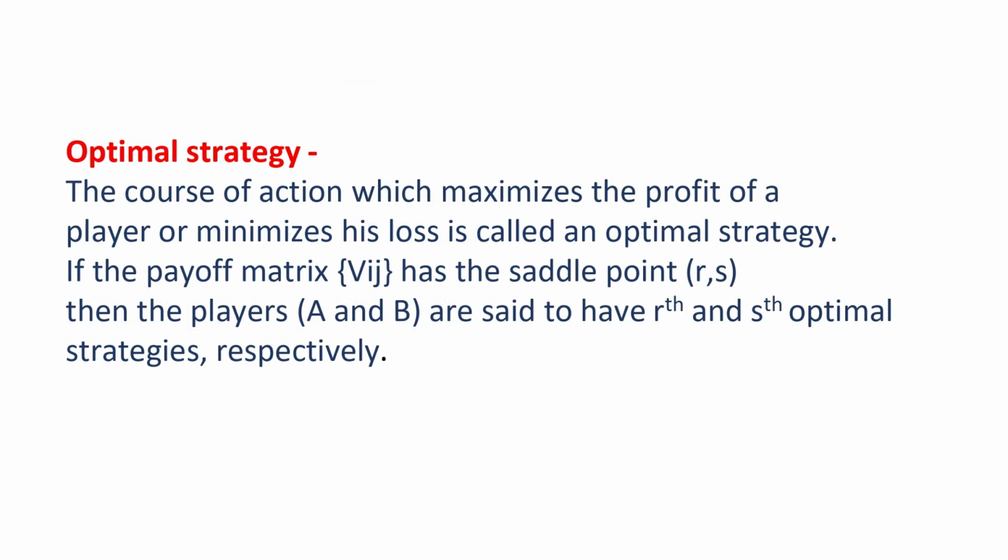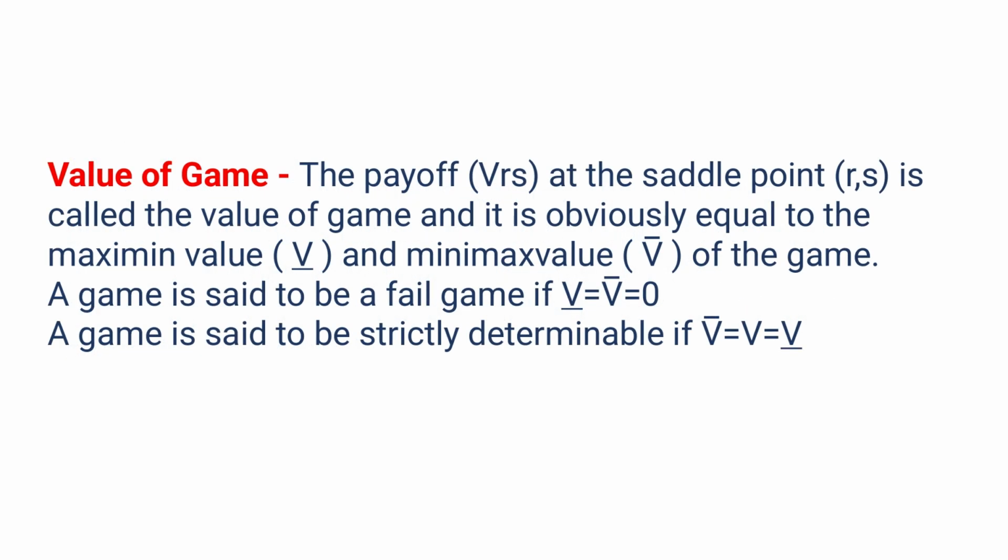Optimal strategy: the course of action which maximizes the profit of a player or minimizes his loss is called an optimal strategy. If the payoff matrix Vij has the saddle point R and S, then the players A and B are said to have R and S optimal strategies respectively. Value of game: the payoff VRS at the saddle point R and S is called the value of game, and it is obviously equal to the maximin and minimax value of the game.